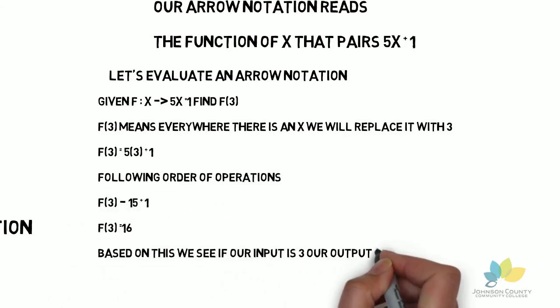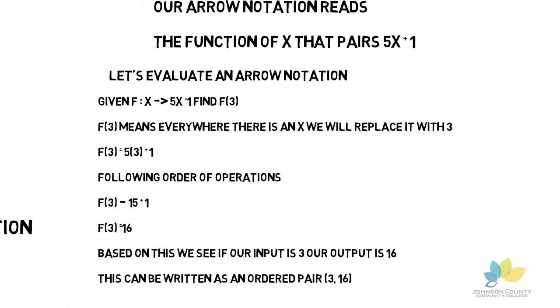f of 3 means that everywhere there's an x, we will replace it with 3. So f of 3 equals 5 times 3 plus 1. Following the order of operations, f of 3 equals 15 plus 1. f of 3 equals 16. Based on this, we see for every input of 3, our output is 16. This can be written as an ordered pair, (3, 16), and placed on a graph.